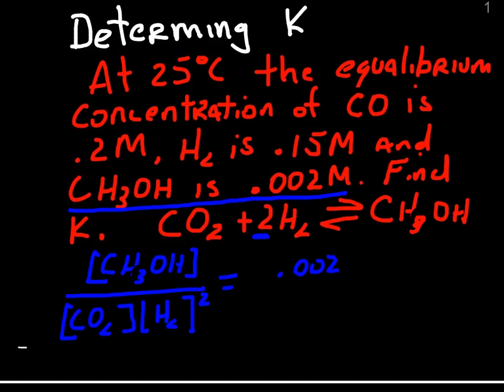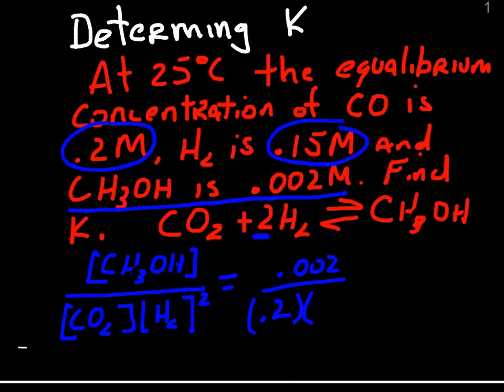0.002 divided by, now the CO2 concentration was 0.2 times the H2 concentration, which is 0.15. And now I'm going to have to square that. The square coming from this coefficient 2 goes to square that amount. And I get my calculator, and I'm going 0.002 divided by 0.2 divided by 0.15 and then 0.15 again. And I end up with an equilibrium constant worth 0.44.